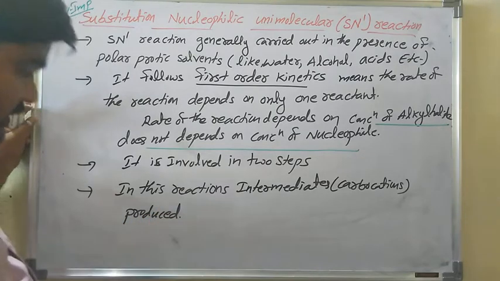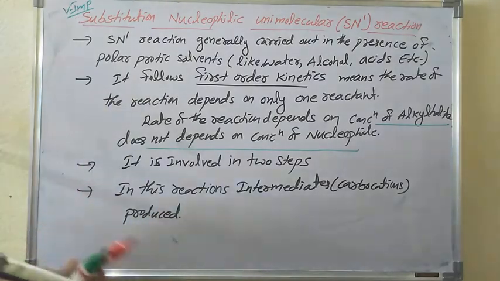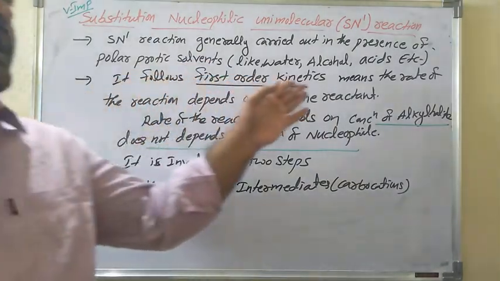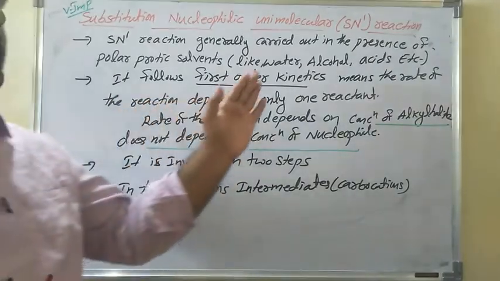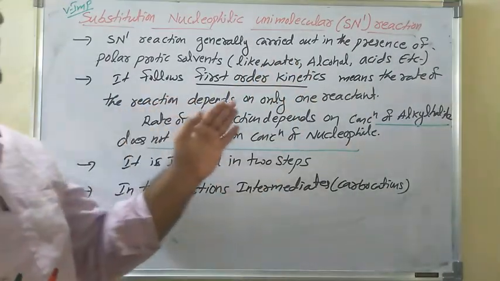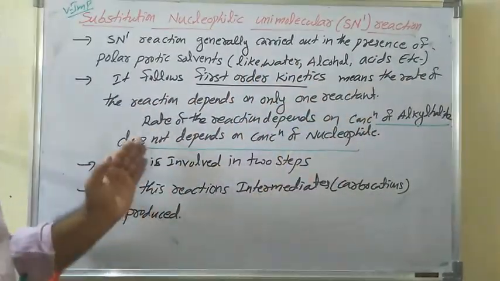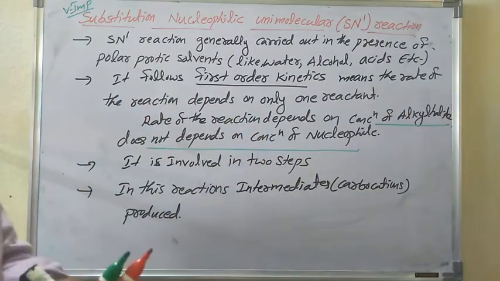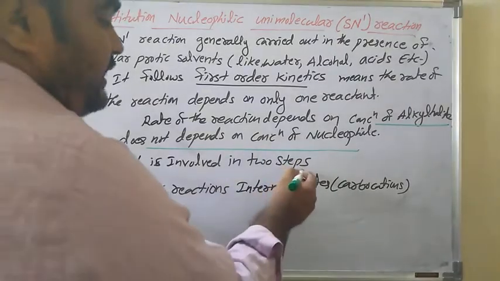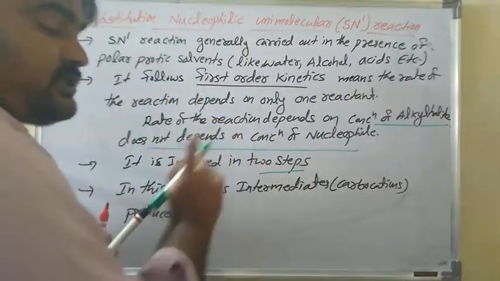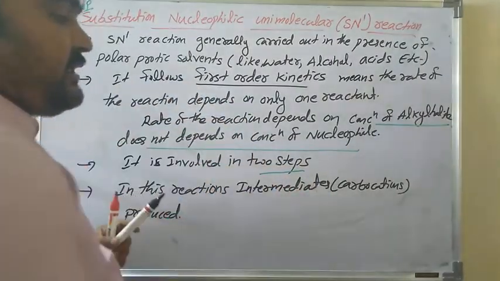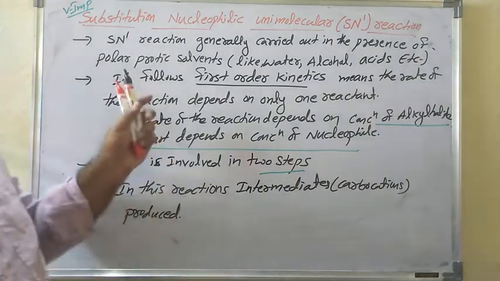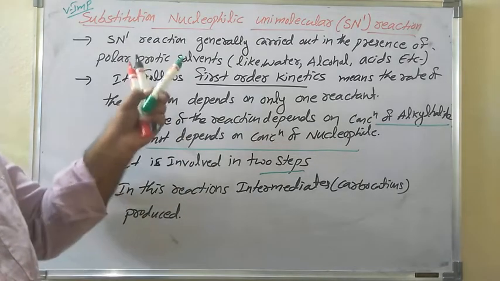So these are important points. SN1 reaction is in the presence of what? Polar protic solvents. It follows first order kinetics, means the rate of the reaction depends on only one reactant. So the rate of the reaction depends only on the concentration of alkyl halide, not on the concentration of nucleophile. It is involved in two steps. SN2 reaction is one step, but SN1 reaction is two steps. In this reaction intermediates will be produced. These points are very important. You can write these points only.